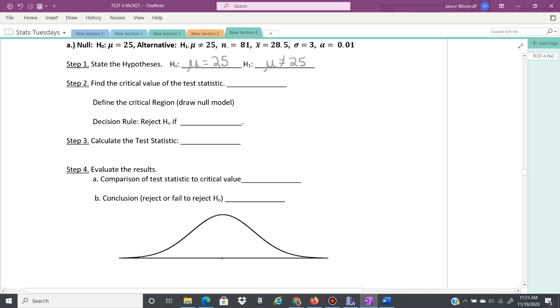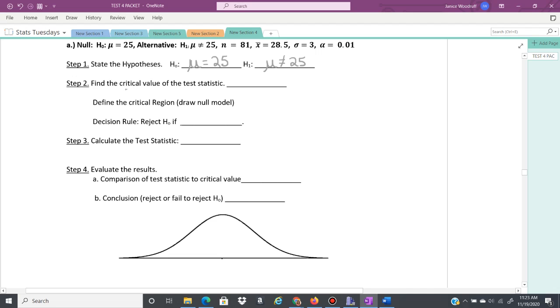We have a sample size of 81. We have a sample mean of 28.5. We have a population standard deviation of 3. And we have a significance level of 0.01. Okay, that's everything that is given to us.